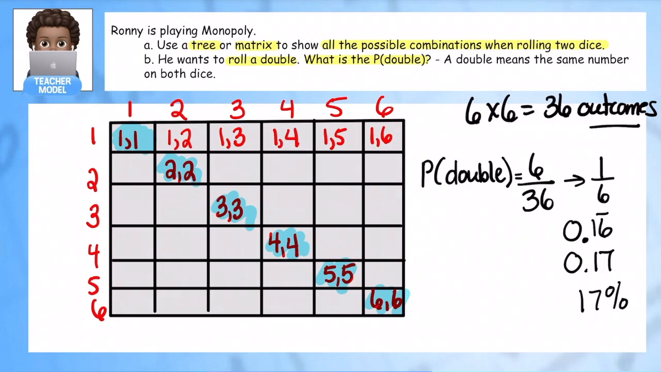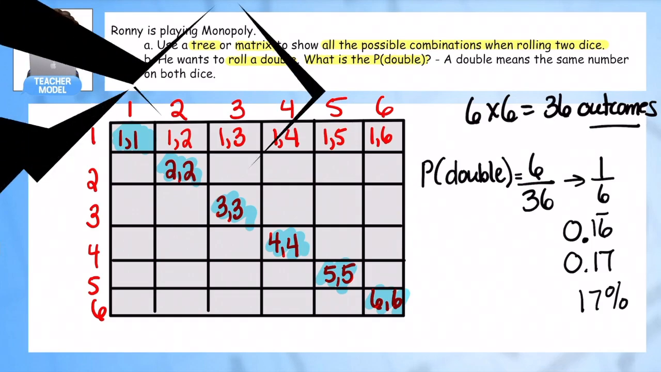Now you know how you can create a visual when you have two compound events. You can use either a tree diagram or you can use a matrix. I find a matrix much easier, but both of them take some time in the beginning, so give yourself a lot of room to write and a lot of space.